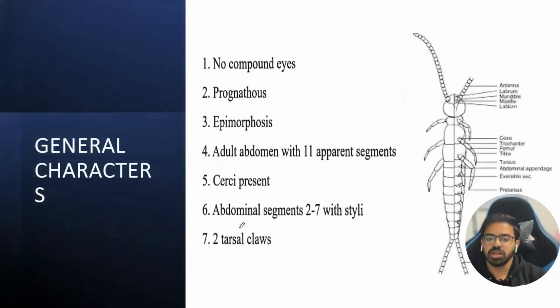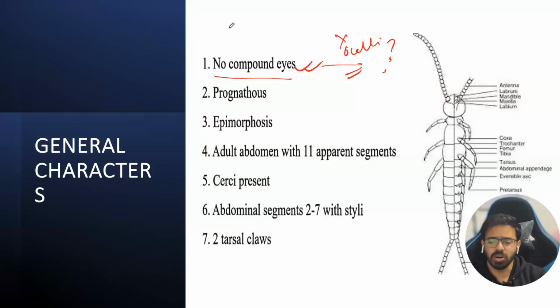If we see the general characters of Diplura, there are no compound eyes. So what about the ocelli? Authorities say that ocelli are also not there. I don't know, some literature may say it has compound eyes and ocelli, but most of the authorities say they do not have any kind of compound eyes or ocelli.